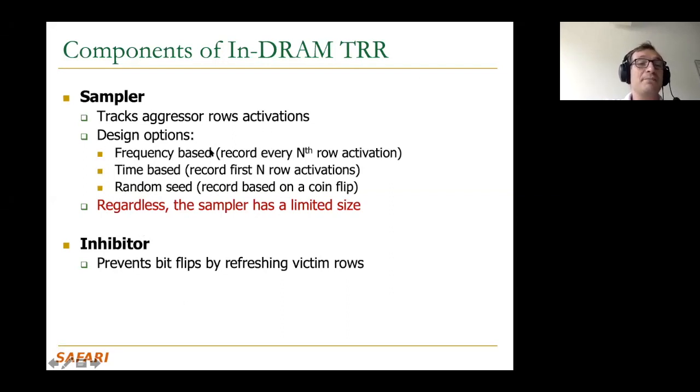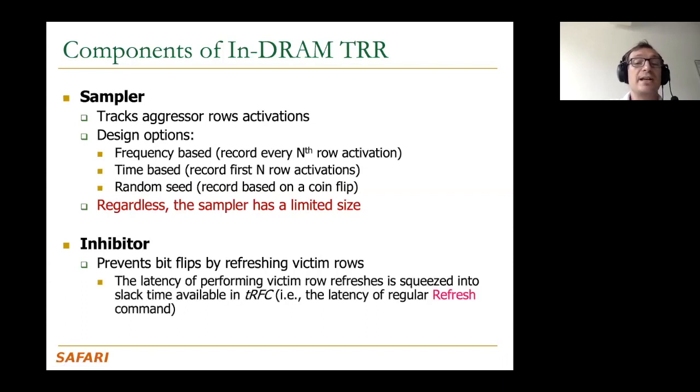Okay, assuming the sampler works, there's an inhibitor, and the inhibitor prevents bit flips by refreshing victim rows. Victim rows could be physically adjacent rows, but they could also be rows that are slightly farther away, as we've discussed. So if you really want to be complete in preventing all bit flips, maybe you want to refresh more than 2 rows, not just the physically adjacent rows, but maybe the next physically adjacent rows, etc. Maybe at lower frequencies, of course.